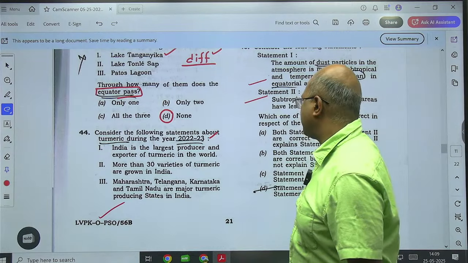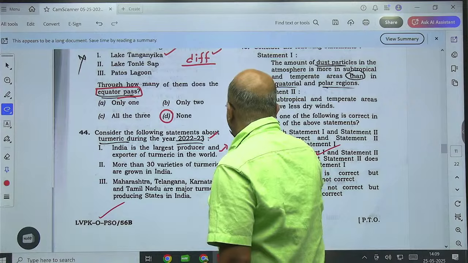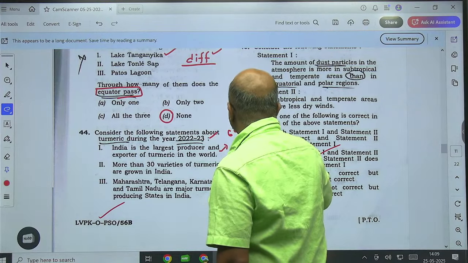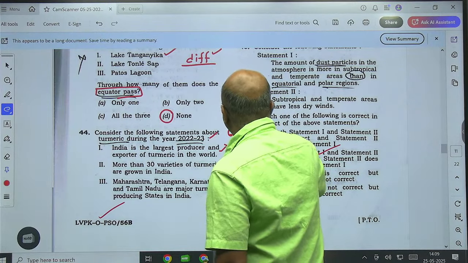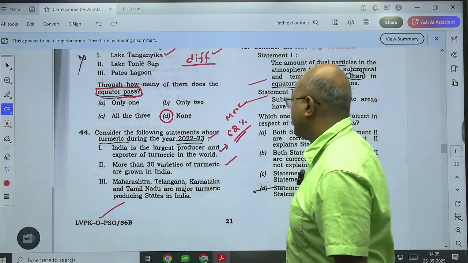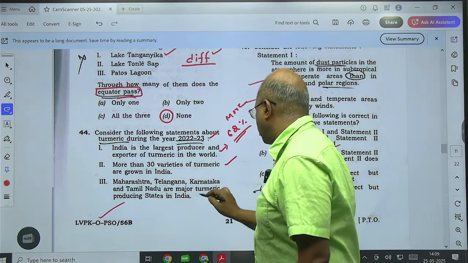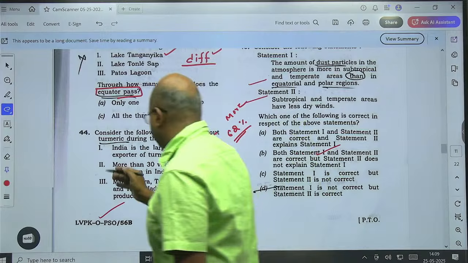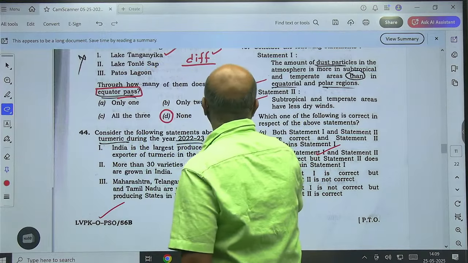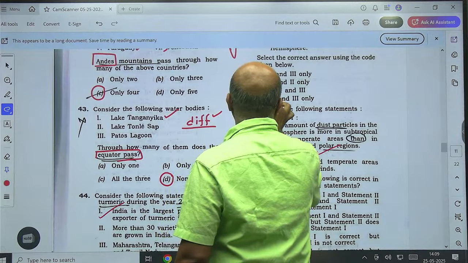Next, consider the following statements about turmeric during 2022-23. India is the largest producer and exporter of turmeric in the world. Yes, of course, if you see the data, it is more than 62% of global production. More than 30 varieties of turmeric are grown in India. Maharashtra, Telangana, Karnataka, and Tamil Nadu are the major turmeric producers. So all the 3 statements are correct here.